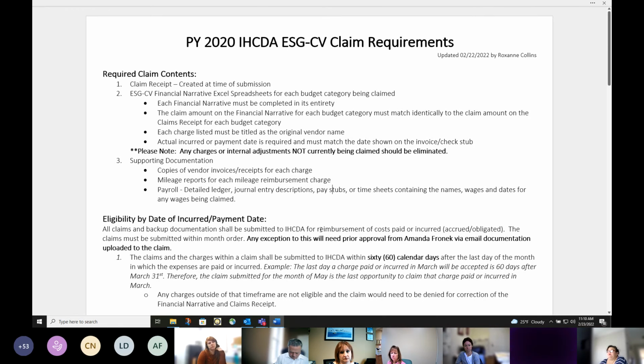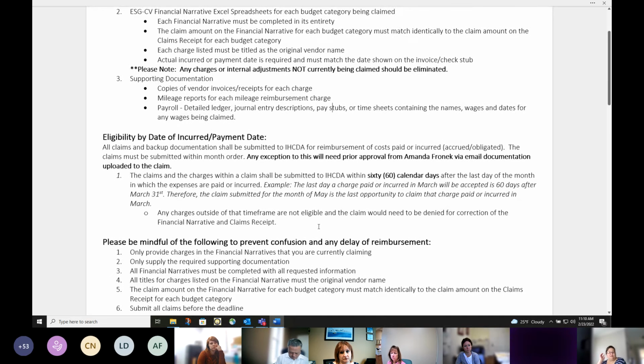Eligibility by date of incurred or payment date. So this here we've had lots of questions about, and I'm going to read this out. If there are any questions, please let us know.